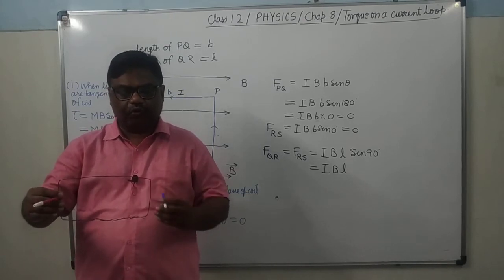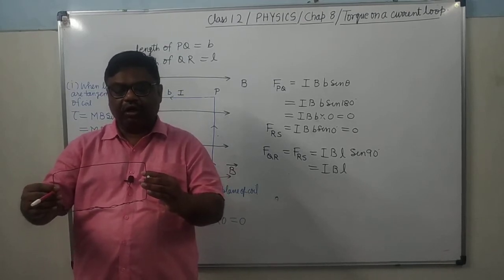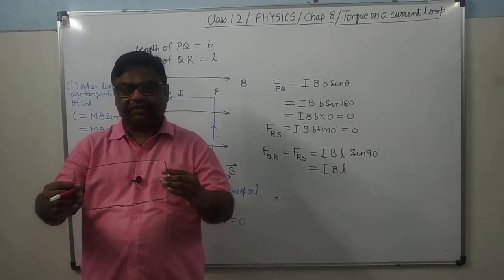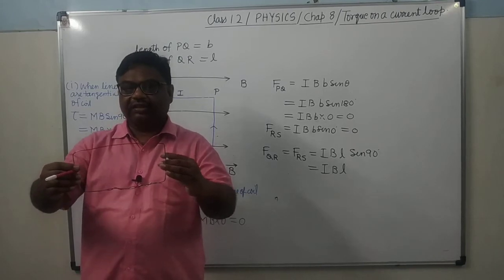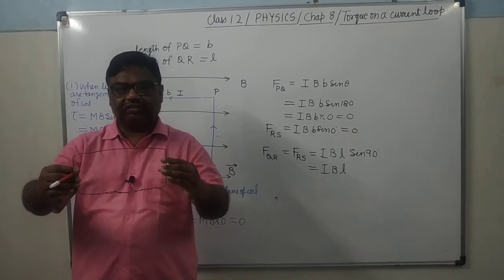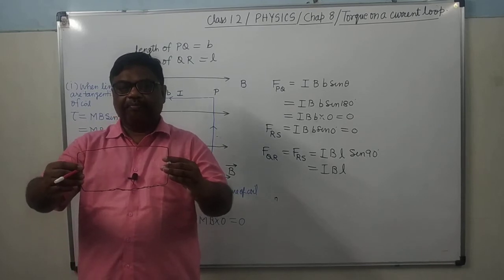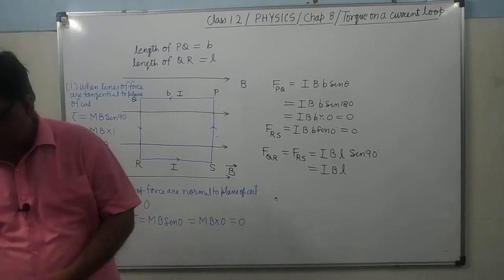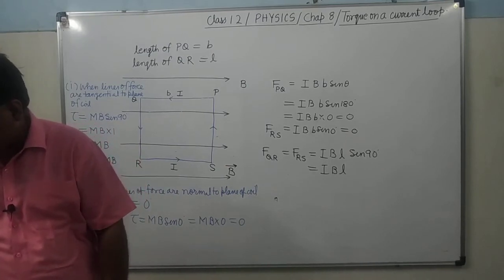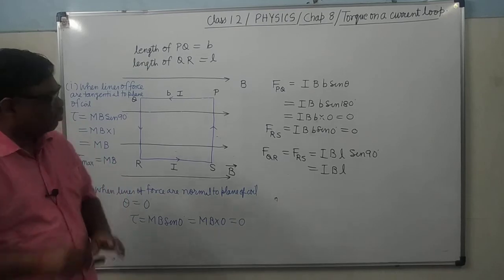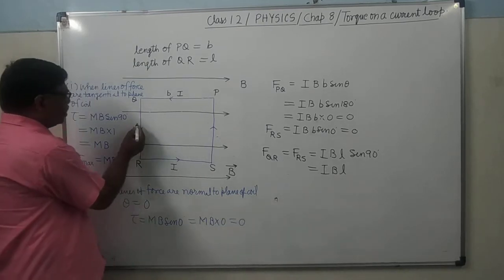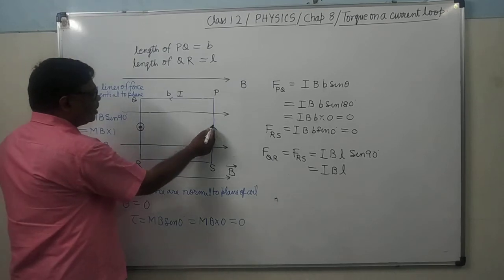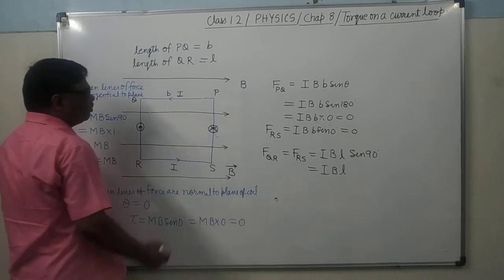Here these two forces which are equal in magnitude, opposite in direction, acting in such a way that their line of actions are not coinciding. They are separated by a perpendicular distance small l. So what will happen? Because of this, a torque will set up. And what will be the magnitude of torque? If you see, this force is acting in this direction, and here it is acting this way.